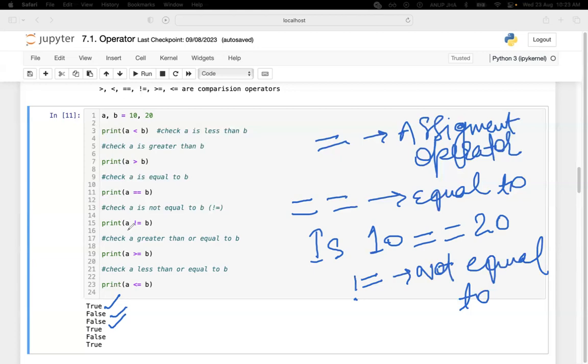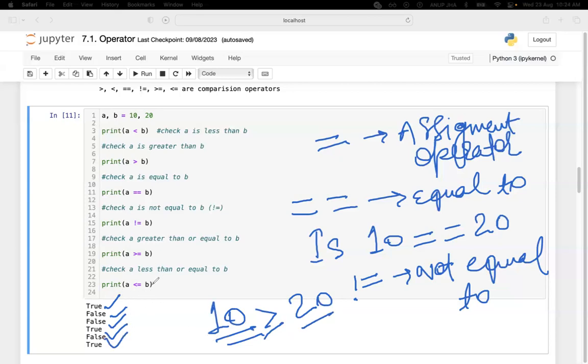So it is asking, is A not equal to B? Yes, it is true. 10 is not equal to 20. I am getting true here. Now this is asking, is A greater than or equal to B? Is 10 greater than or equal to 20? This is false. 10 can never be greater than or equal to 20. So I am getting false here.